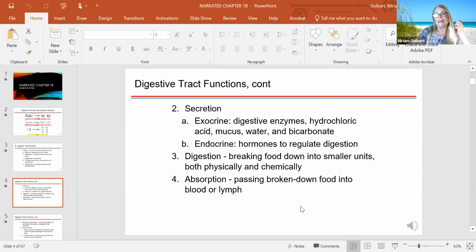We also have a lot of enzymes, and these enzymes are secreted through ducts. So they are exocrine secretions, right? Exocrine is anything that you secrete into a lumen of an organ through a tube, right? Or a duct. But we also have some endocrine hormones that are involved in digestion.